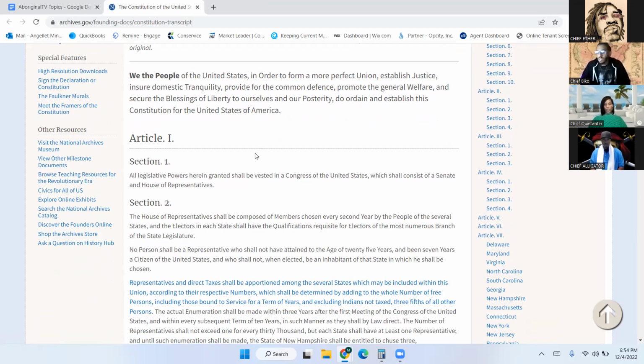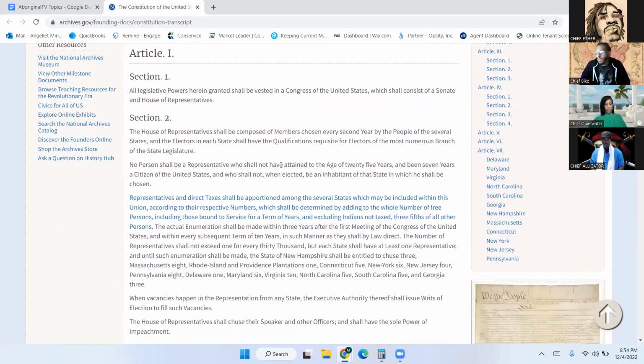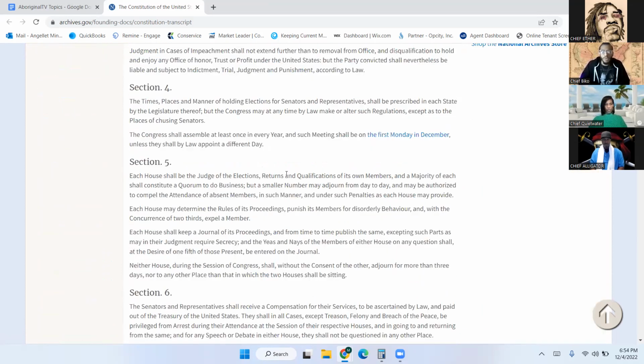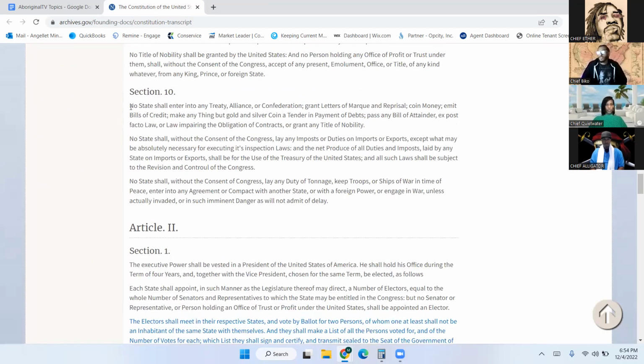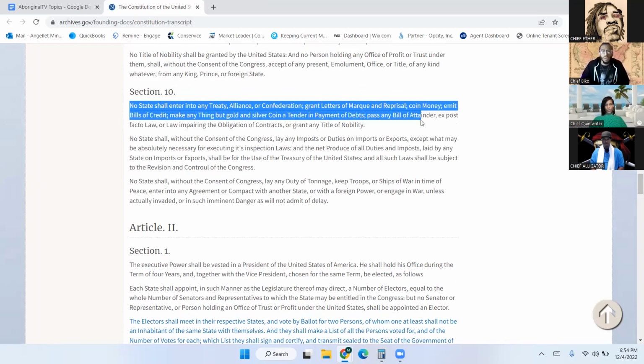The first contradiction, and really the biggest one, if you scroll down to Section 10, Chief Quietwater, is the money. There is no money. And I'm going to show you exactly why we say that. So here, this first paragraph says, no state shall enter into any treaty, alliance, or confederation. Chief Alligator just said, confederation, that is pretty much a form of government. That is an American form of government. So why would they say no state shall enter into any confederation, which is an American form of government?